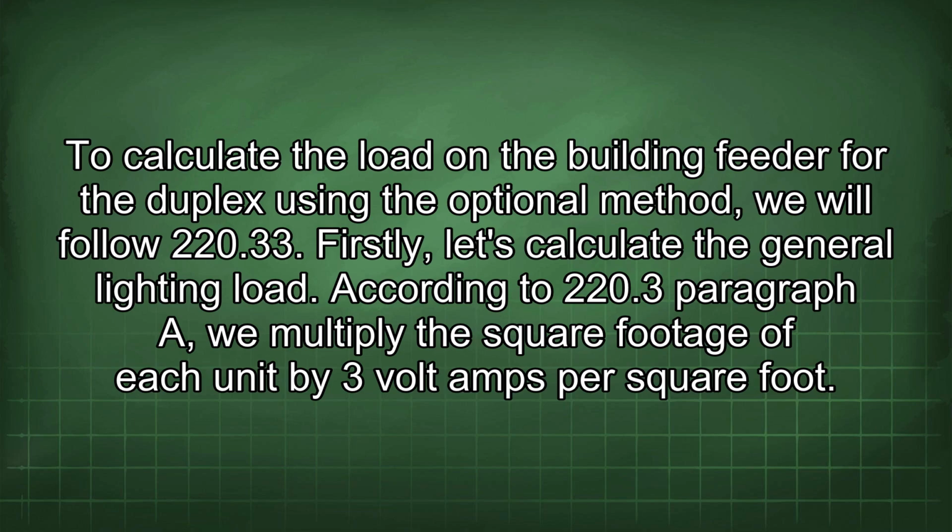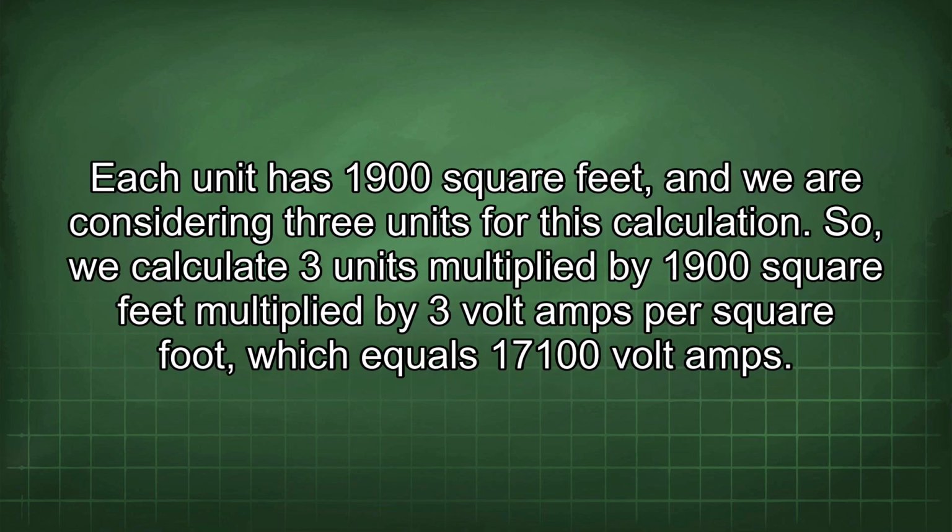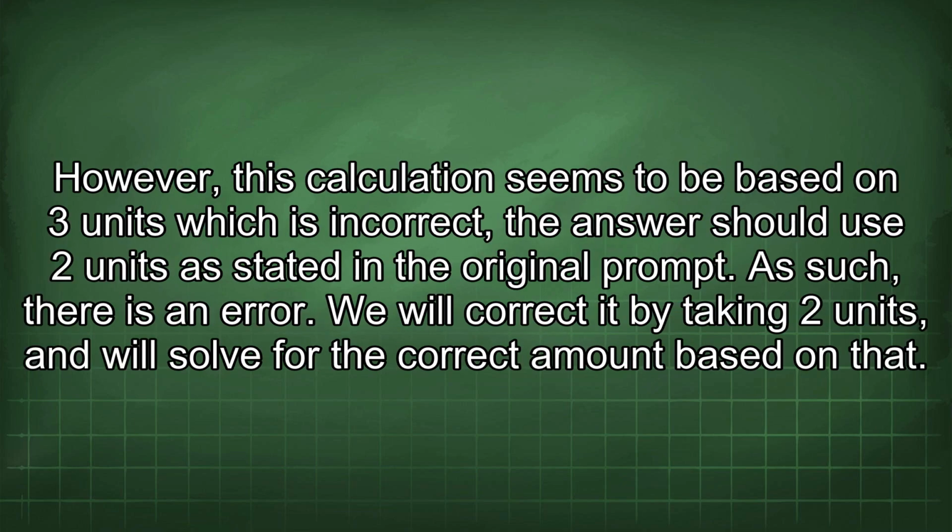To calculate the load on the building feeder for the duplex using the optional method, we will follow 220.33. Firstly, let's calculate the general lighting load. According to 220.3 paragraph A, we multiply the square footage of each unit by 3 volt amps per square foot. Each unit has 1900 square feet, and we are considering 3 units for this calculation. So, we calculate 3 units multiplied by 1900 square feet multiplied by 3 volt amps per square foot, which equals 17,100 volt amps. However, this calculation seems to be based on 3 units, which is incorrect.